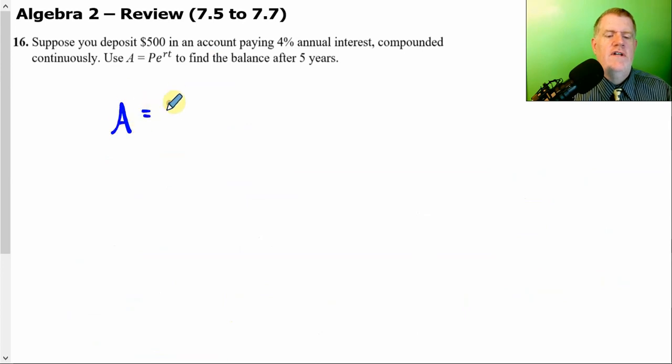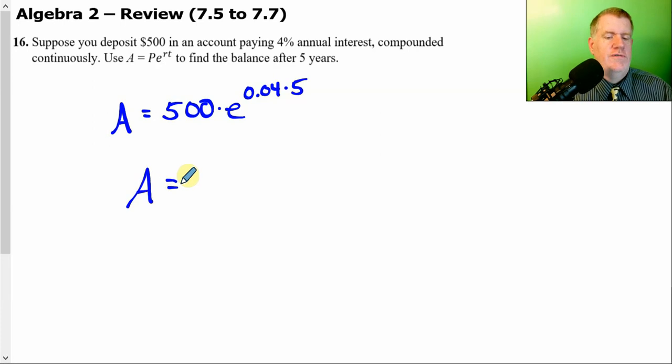I have $500 I put in my savings account. It's paying 4% interest after 5 years. So guess what? I'm just going to put that on the calculator, and it's going to give me an answer of $610.70. Now, only $110 after 5 years.